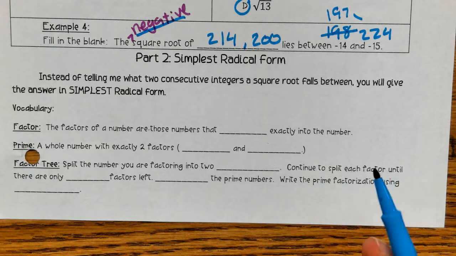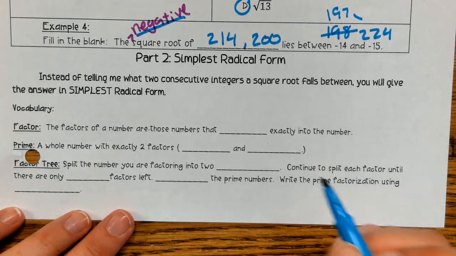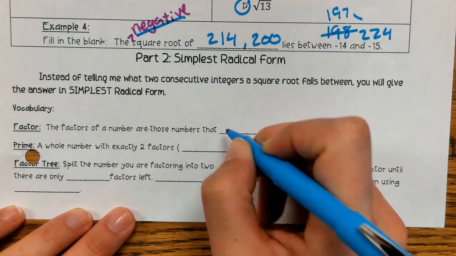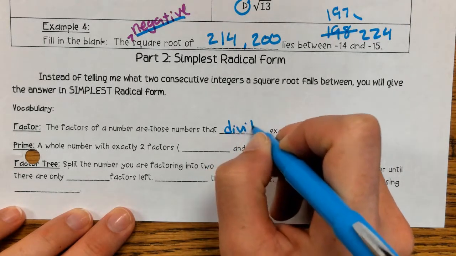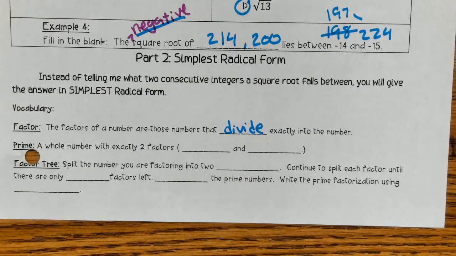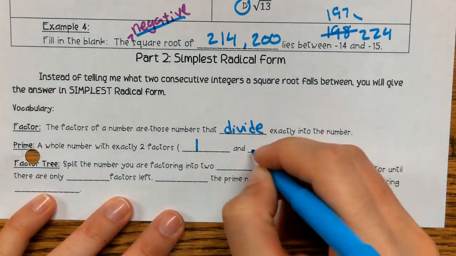The first one is a factor. The factors of a number are those numbers that divide exactly into the number. So factors of 10, 2 times 5. Factors of 16, 2 times 8, or 4 times 4. Factors of 12, 2 times 6, 2 times 3 times 2, 3 times 4, all those are factors. A prime number is a whole number with exactly two factors, one and itself.